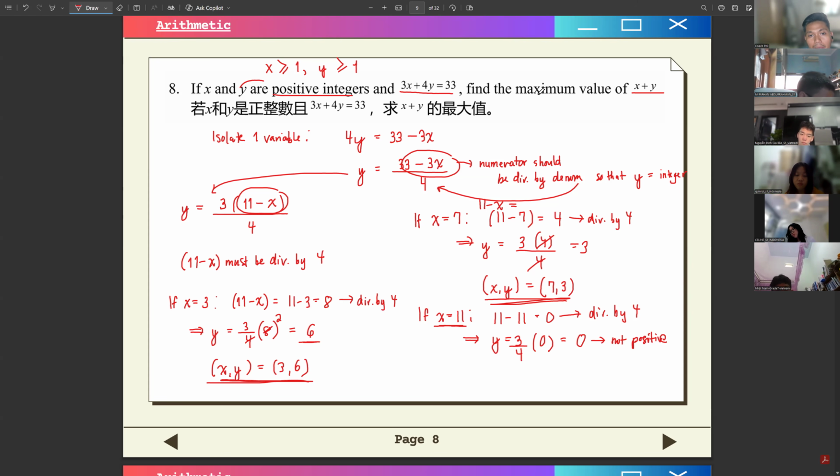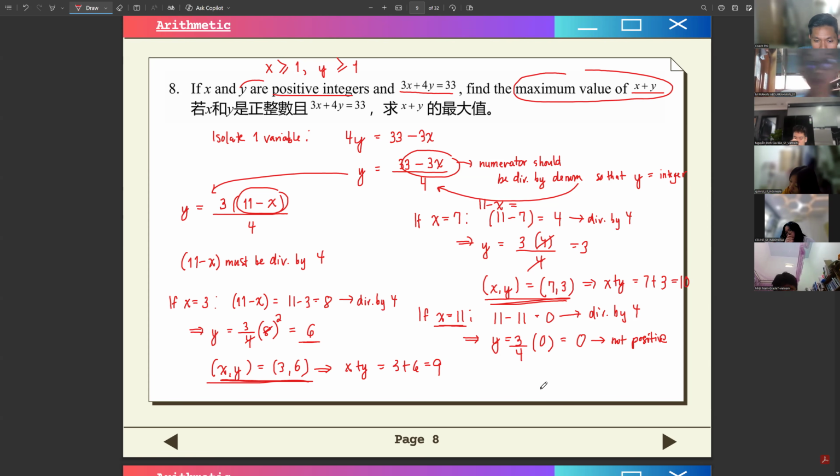But going back to the problem, the question was the maximum value of x plus y. So for this case, x plus y is 3 plus 6, which is 9. For this case, we have x plus y is 7 plus 3, which is 10. Meaning, our maximum x plus y is, which one is bigger? Of course, it's 10. So that's our answer.